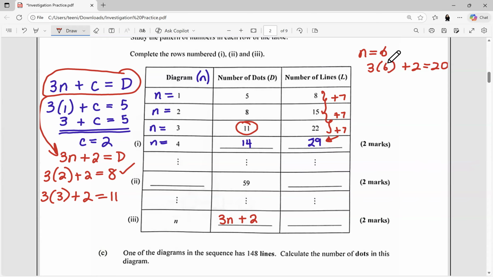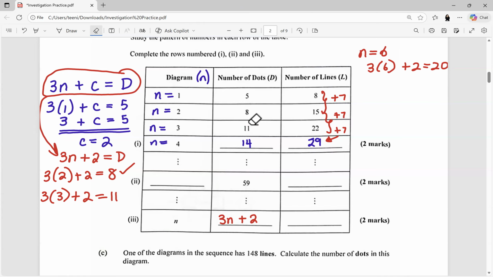If n was 11, what would be the number of dots in the diagram? 35. Correct. How did you get it? I did 3, open bracket 11, close bracket plus 2. Yes. Correct. So that would be 35. All right.